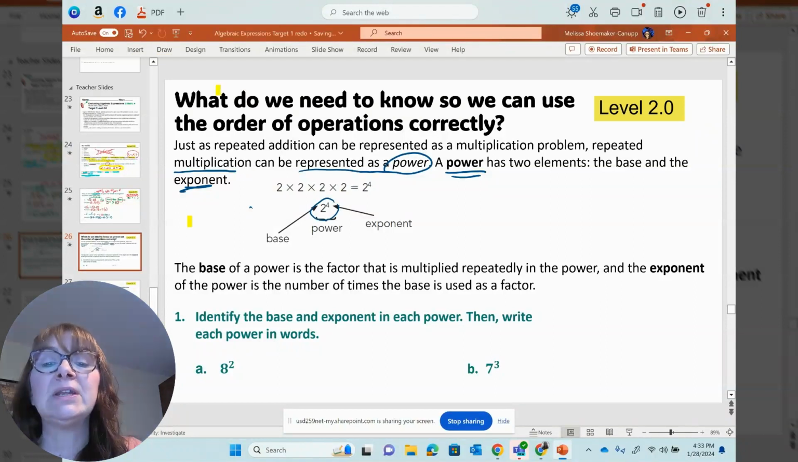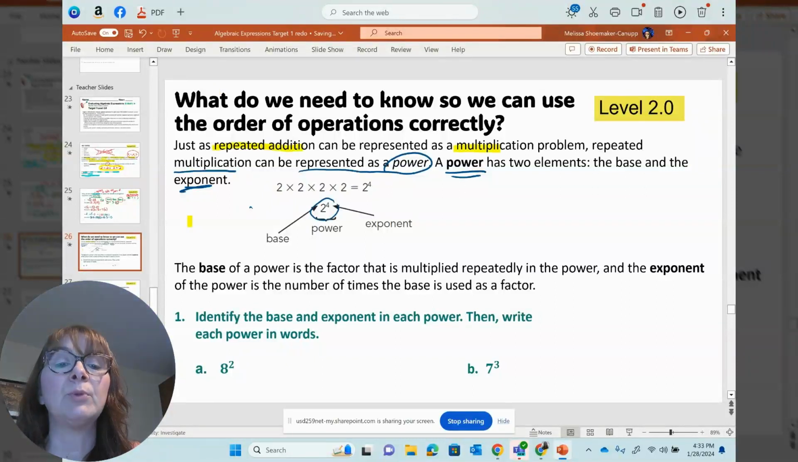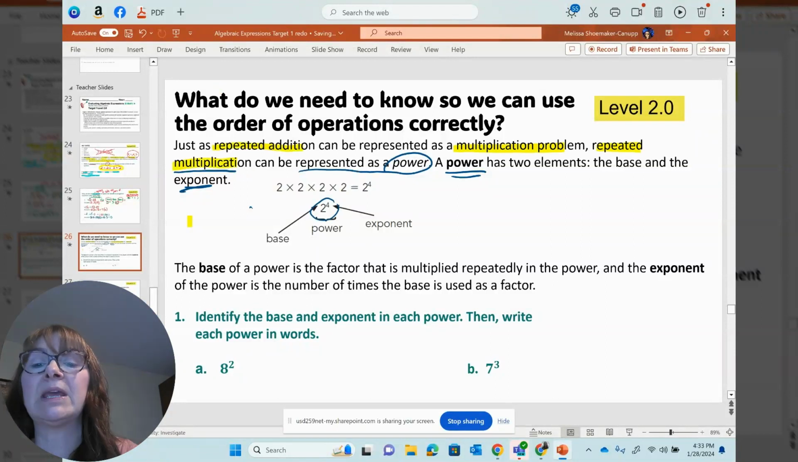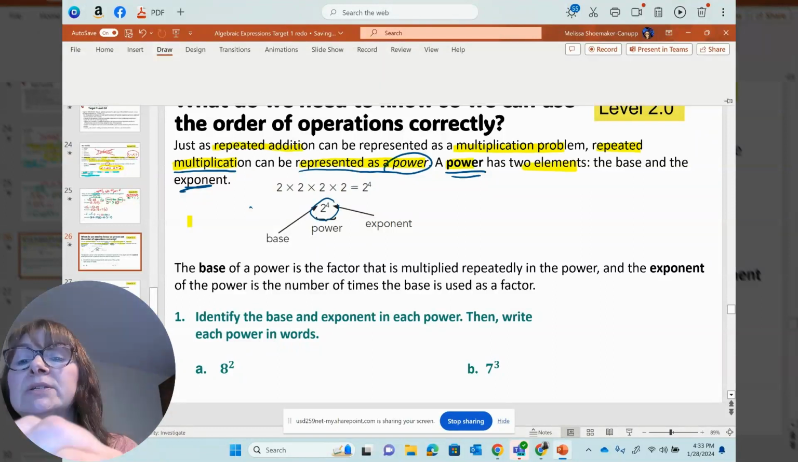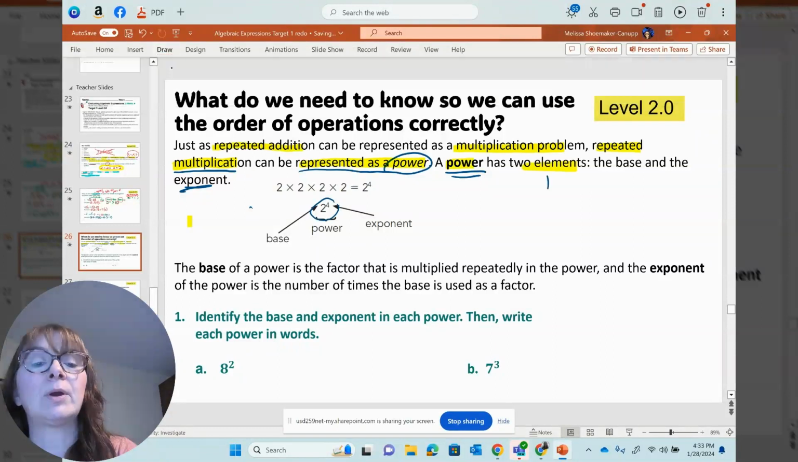The first thing we need to review is that just with repeated addition, we can represent that as multiplication. We can also use repeated multiplication represented as a power. Now, a power has two elements or parts. I'm going to write parts under here. And that is a base and then the exponent. We can see here labeled in the picture that 2 to the 4th combined is the power.